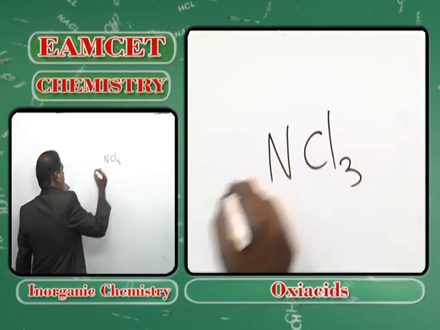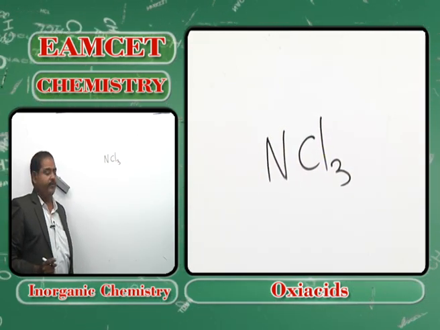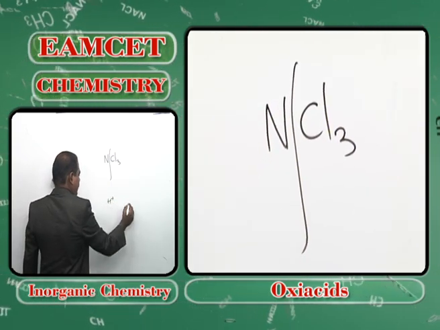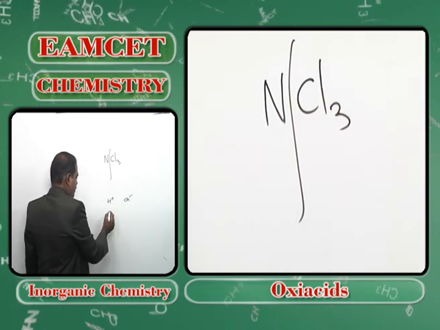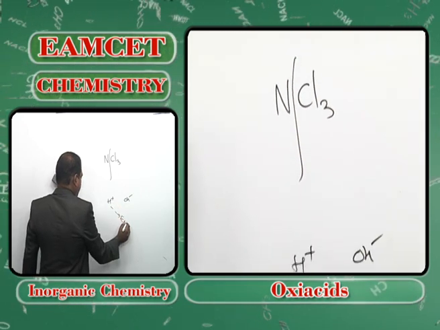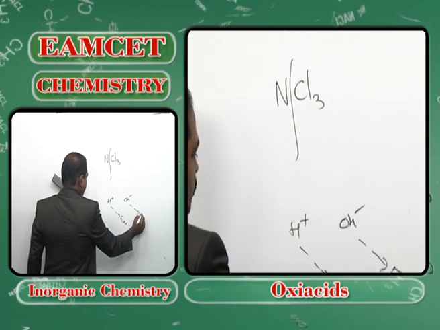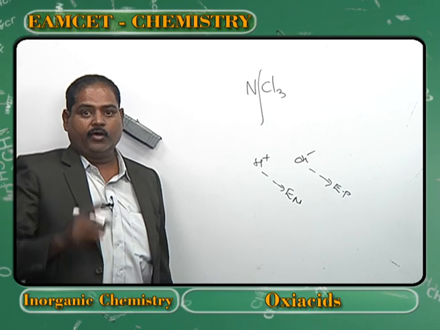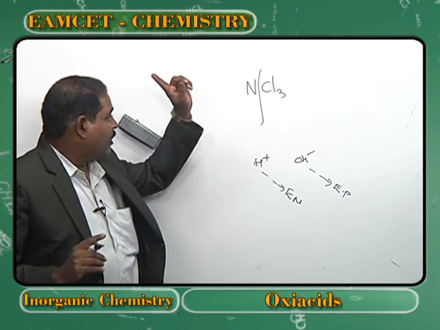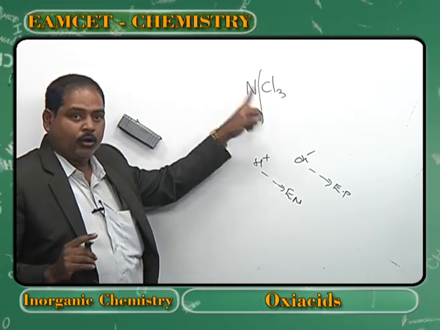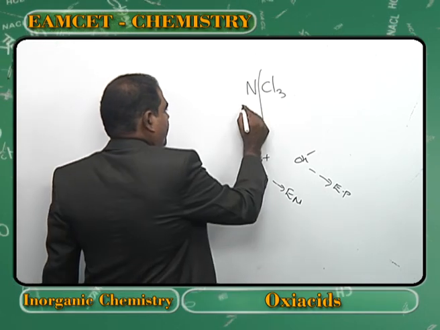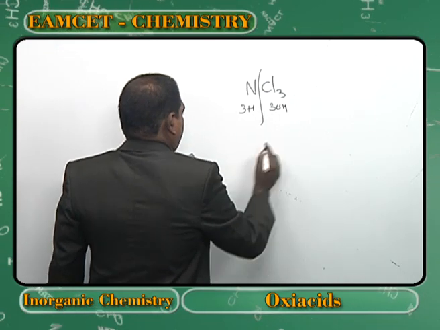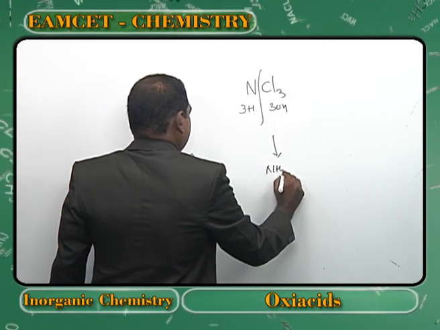You have to be very, very careful. This is a very good example. Break the bond, H plus on one side, as I told you, OH minus on the other. Where will H plus go? H plus goes to the electronegative, OH minus goes to the electropositive. And which is more electronegative, which is more electropositive? We already have FONCl. I told you nitrogen is more electronegative than chlorine. So you write 3 hydrogens here, 3 OH here. So you have NH3 plus HOCl.